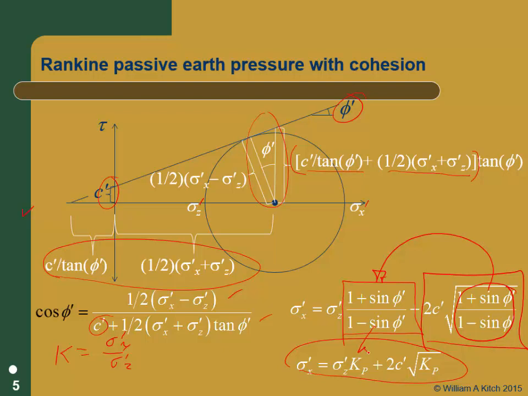So if you want to think about it, Kp is only the ratio of the horizontal to the vertical in the case where you have cohesionless soils and, as it'll turn out later, a horizontal ground surface. Conceptually, it's still the same ratio. It's just not quite mathematically the ratio of the two.